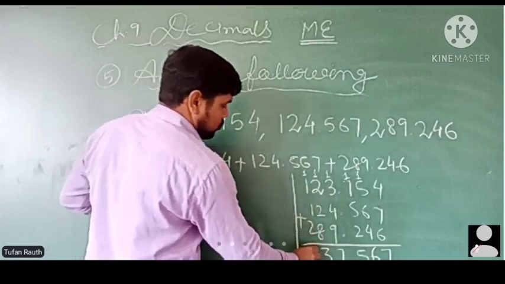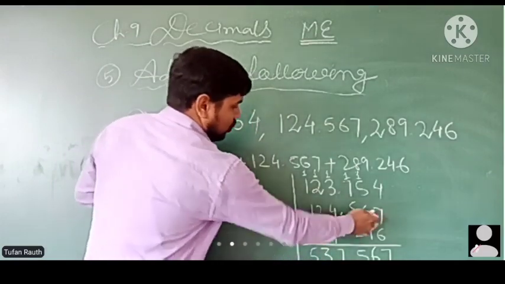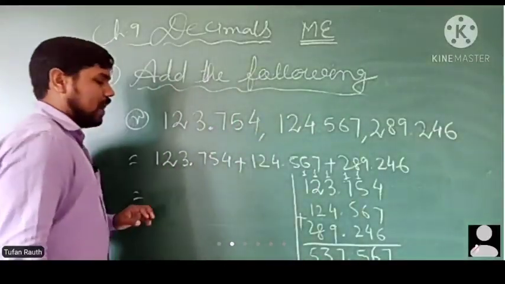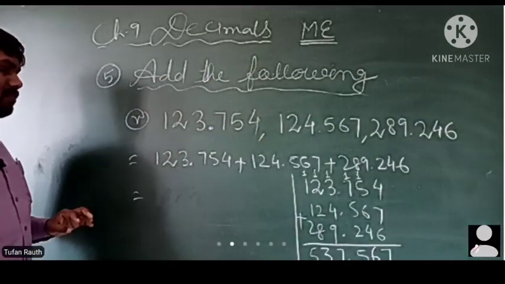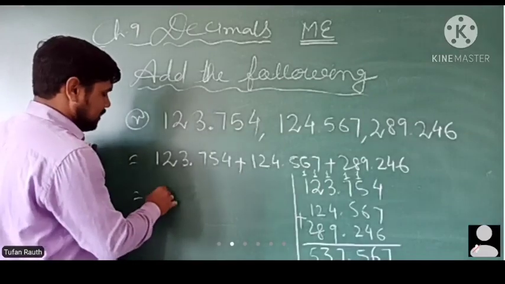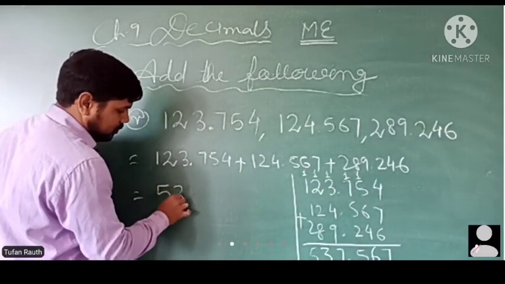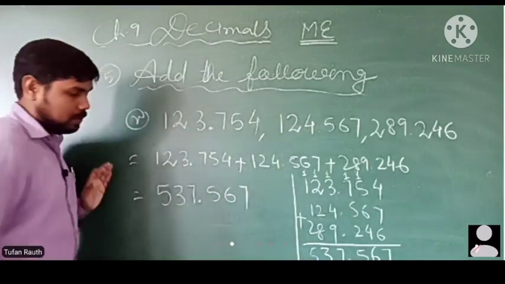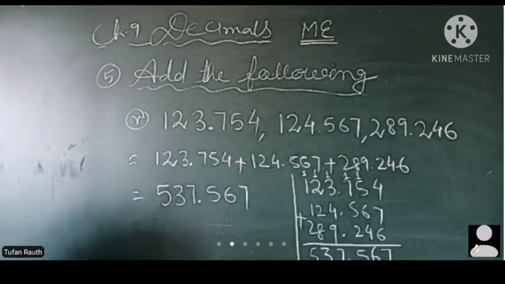So 3 plus 2 is 5. Then before the last 3 digits we have the decimal, so we will put the decimal before 3 digits. So 537.567 is the resulting sum. So 537.567 will be the required answer. Okay, so now everyone has understood how to add decimal numbers.